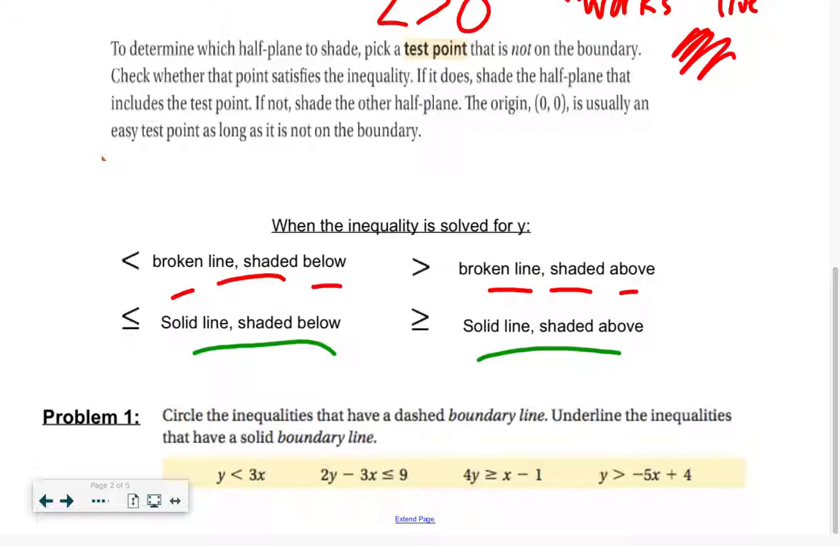You can try to follow, like less than, you should shade under your line. Greater than, you should shade above. I always just make sure, use my test point to double check. But if you want to do that, you can do that too.